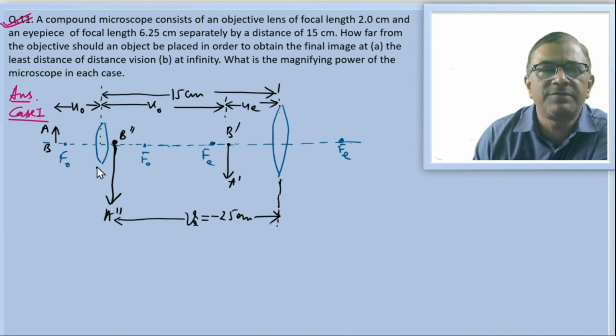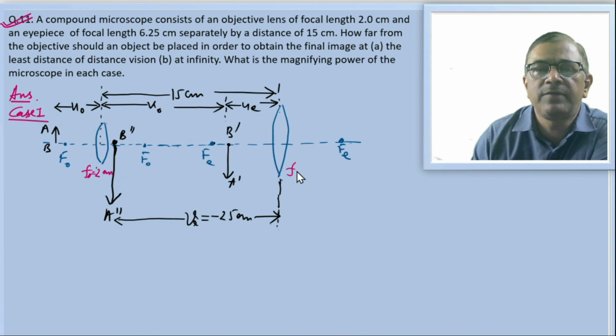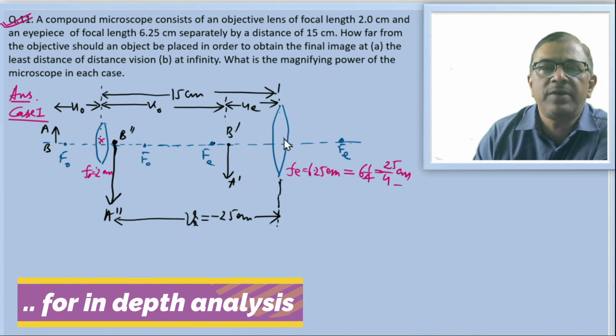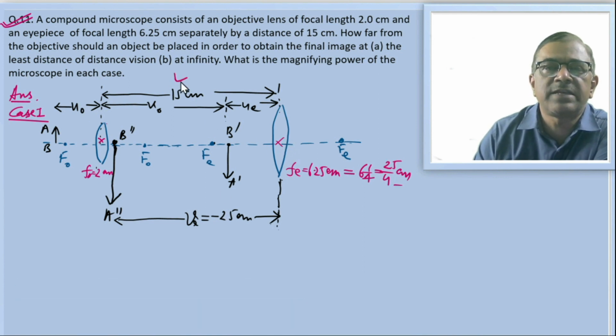This is the objective lens, and the focal length of the objective lens is equal to 2 cm. And this is the eyepiece. The focal length of the eyepiece is equal to 6.25 centimeter, and this can very well be rewritten as 6 whole and then 1/4, and this is equal to 25 by 4 centimeter. The separation between these two lenses, the objective lens and the eyepiece, is equal to 15 centimeter. Is that right?